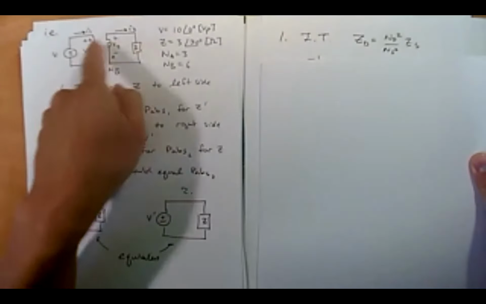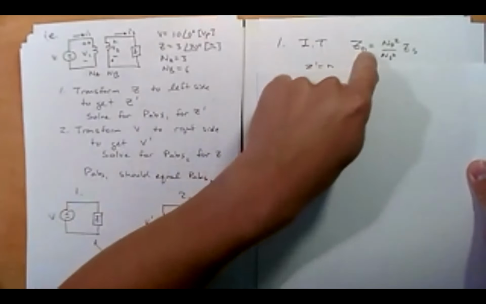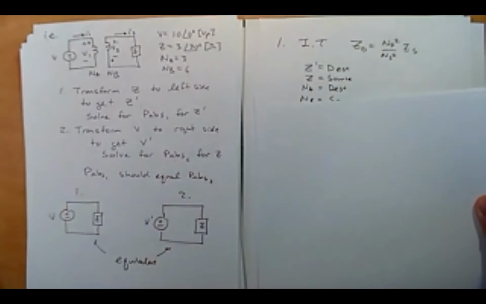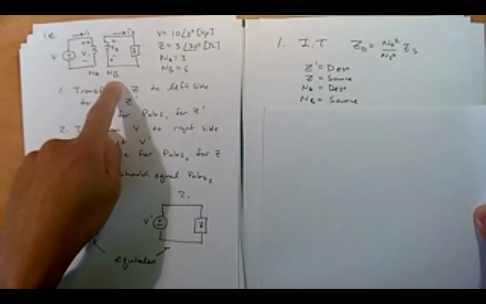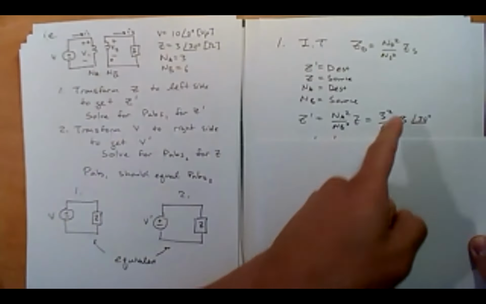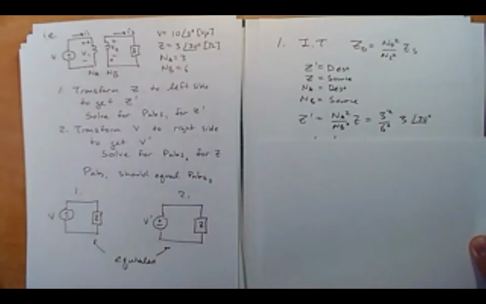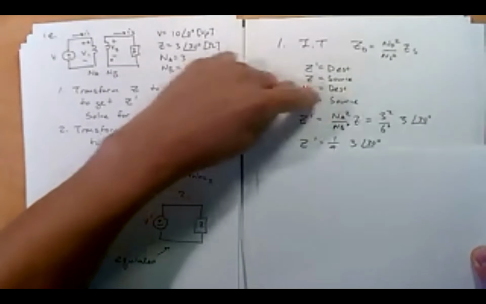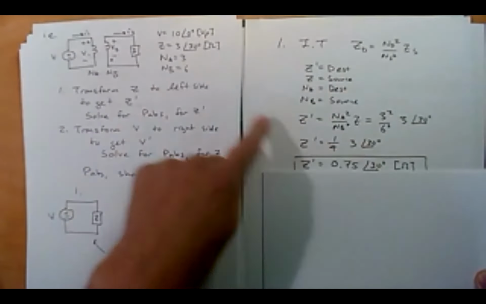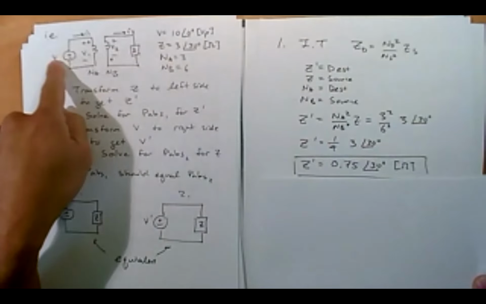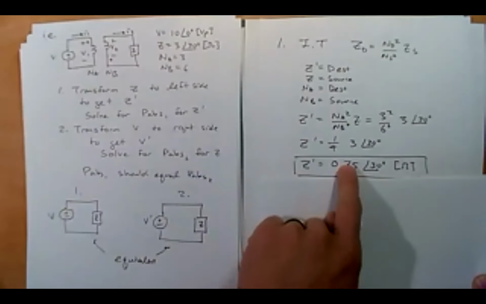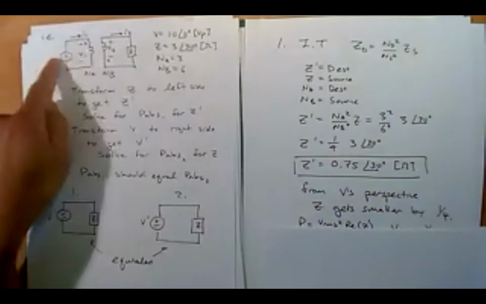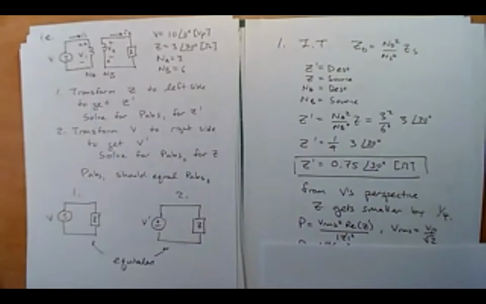If I want to bring this Z over, I can use my new impedance transformation rule. In this case, Z prime is the destination, good. Z is the source, good. NA is the destination, and NB is the source. Not too bad. I have all those numbers. Easy: 3 squared, 6 squared, 3 angle 30. Notice it only affects the magnitude. 3 over 6 is 1/2. 1/2 squared is 1/4. So this Z becomes a quarter as large, less impedance. So it's 0.75 instead of 3. So from V's perspective, Z gets smaller by a factor of 1/4.